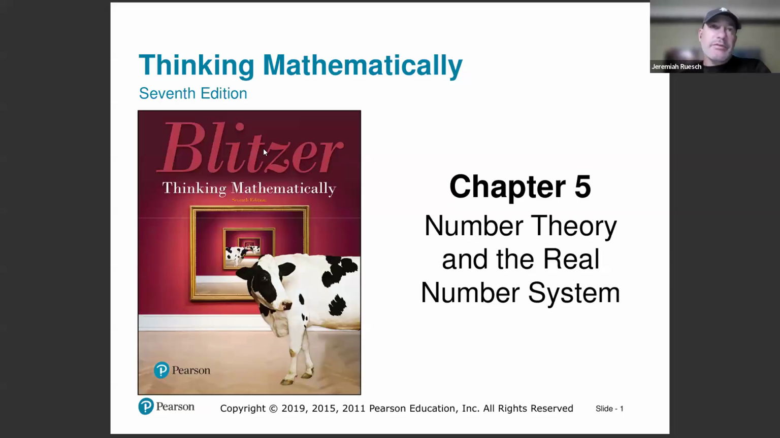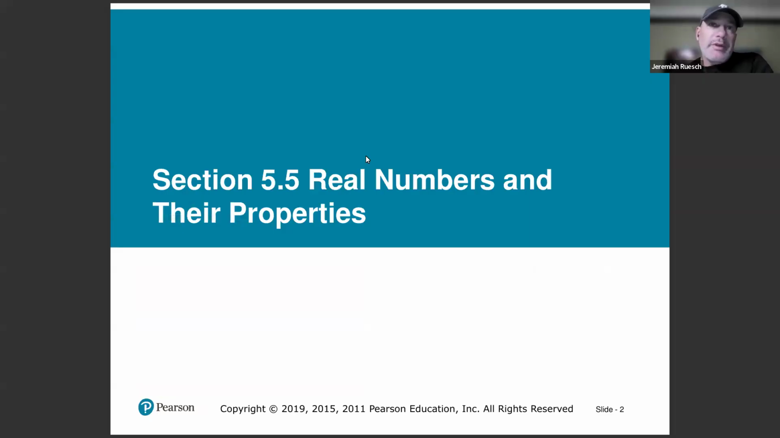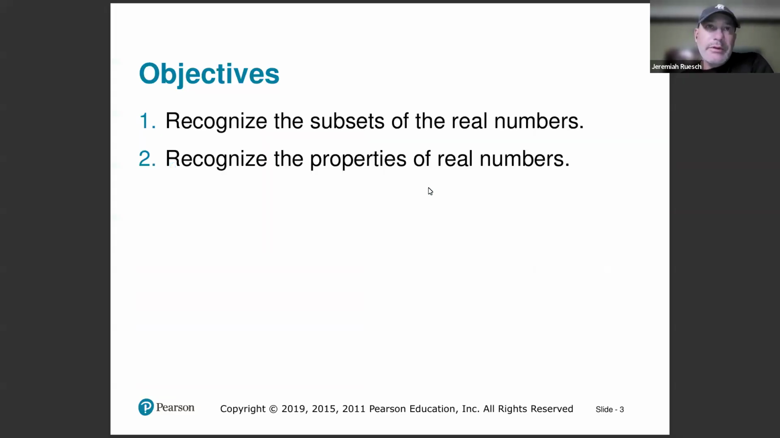Back in this section of chapter 5, we're going to explore a couple of big ideas under the real numbers and their properties. So we're going to really dive deep into some of the key properties that we take for granted. So let's dive in a little bit more. Our key objectives here, of course, are to recognize the subsets of the real numbers and then to recognize the properties of the real numbers.